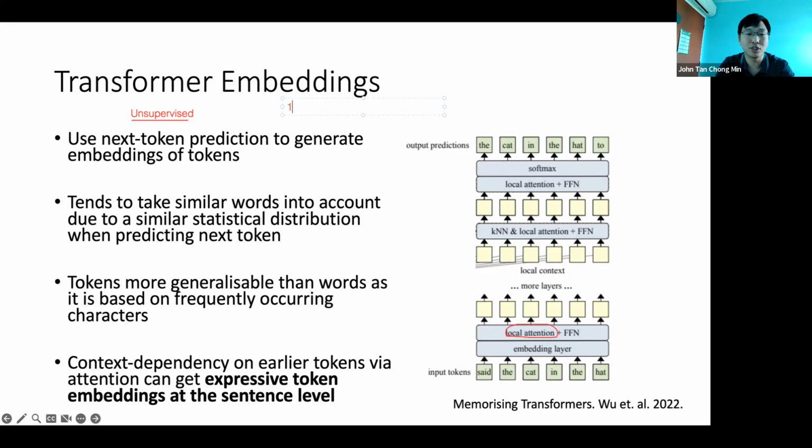So if I were to summarize transformers: unsupervised learning, embeddings in continuous space, and then context-dependent learning. I think these are the three reasons why transformers are so powerful. Granted, there's one issue with transformers.